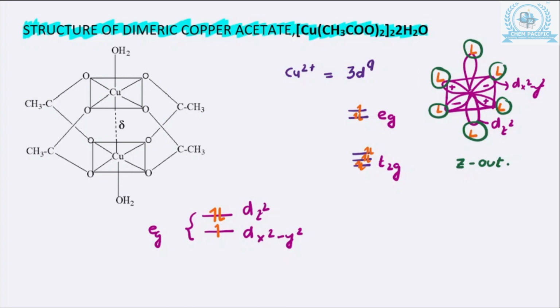Now in a very simple form, this copper acetate is in an octahedral geometry where it is getting coordinated with 4 oxygen atoms of this ligand.